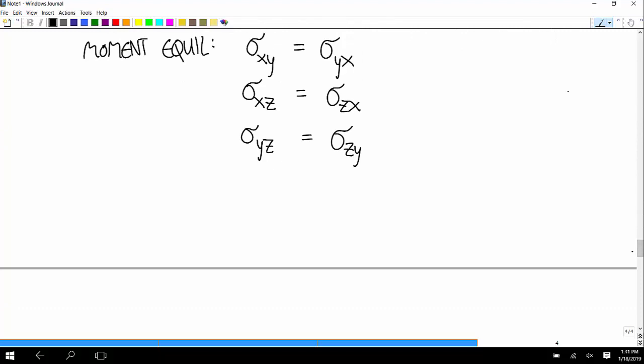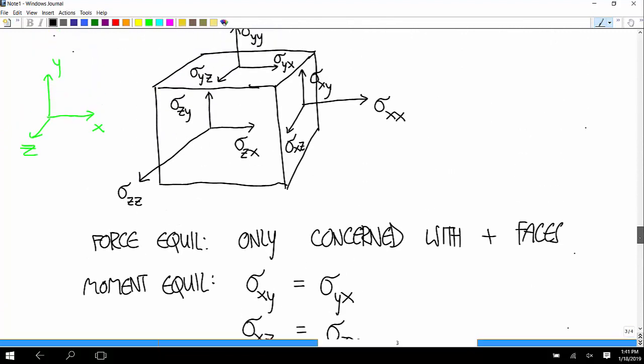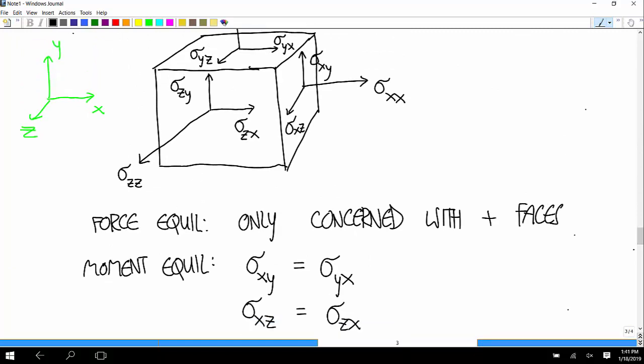Okay, so how many independent load values do we have now? 6, actually. So we only worry about the positive faces, so that's 9.